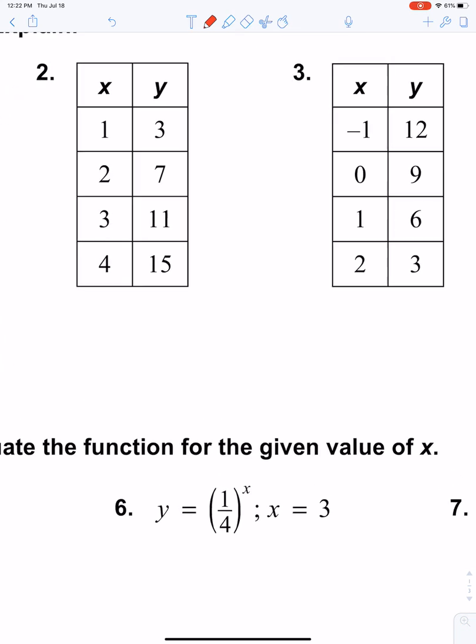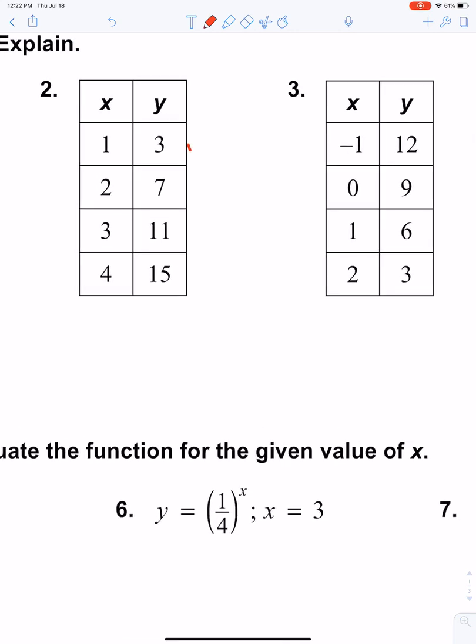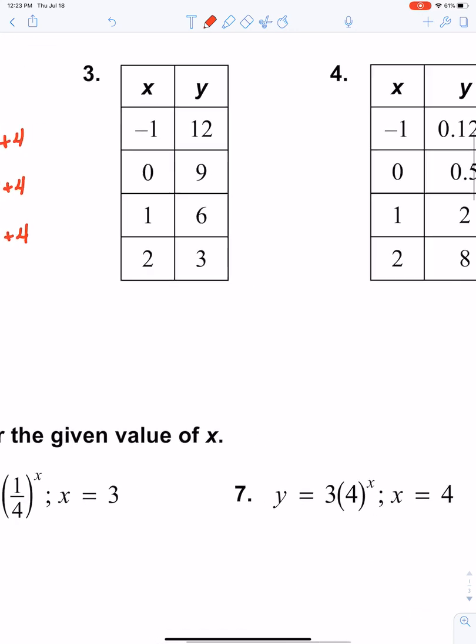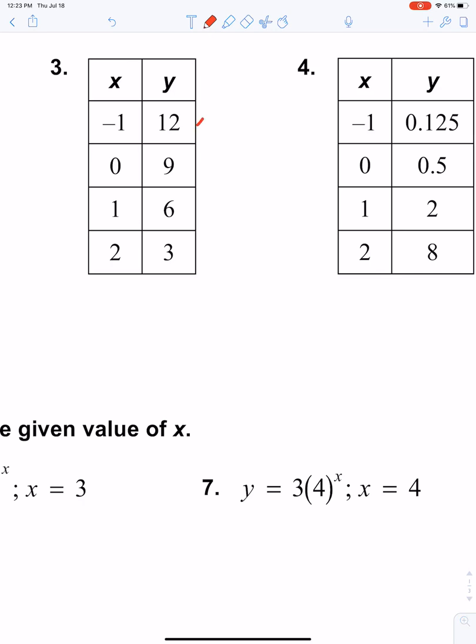Number 2, I'm seeing a pattern of from 3 to 7 plus 4, from 7 to 11 plus 4, from 11 to 15 plus 4. When you're adding or subtracting, that represents a linear function. Since we're adding 4 each time, it's going to be a positive linear function, because we are increasing. Looking at number 3, I'm noticing a pattern of subtracting 3 each time. So this is going to be considered a negative linear function because we're consistently subtracting, so we're going down from left to right by 3.